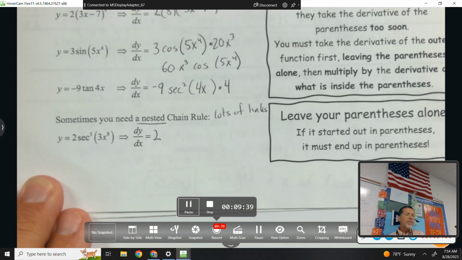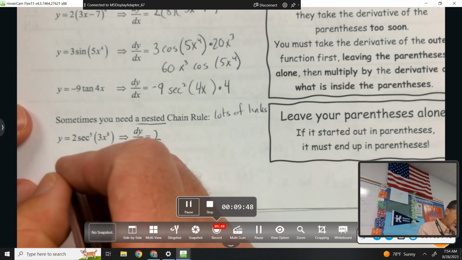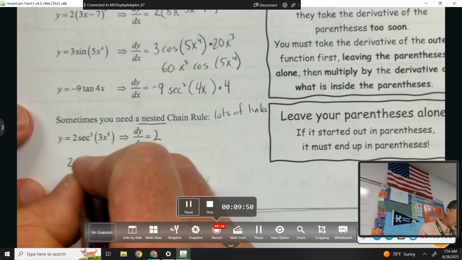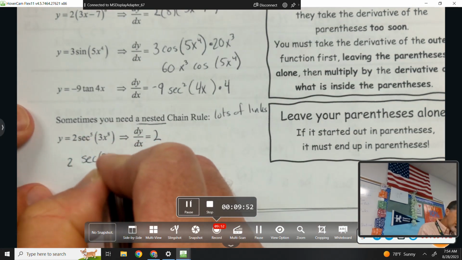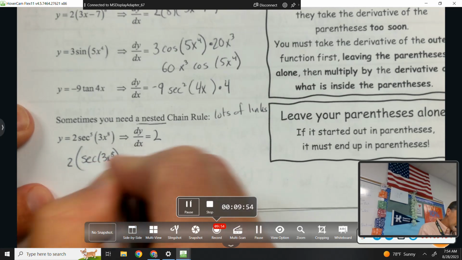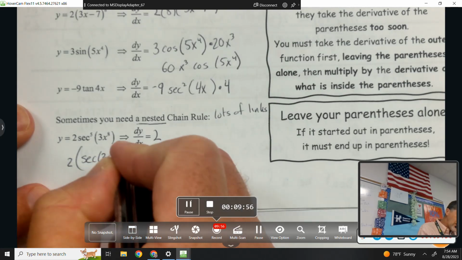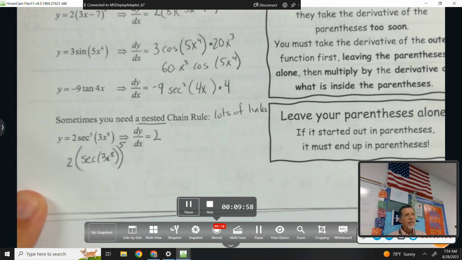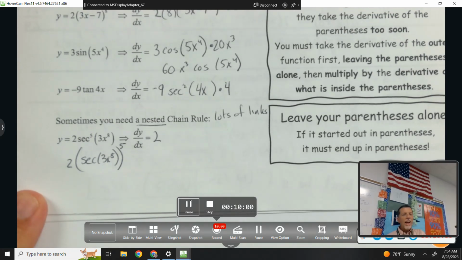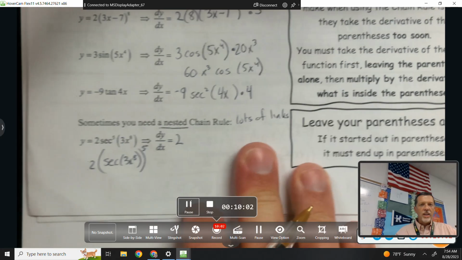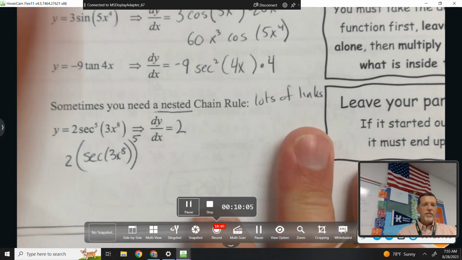Now what do I need to take the derivative of first? This one's tricky. It's not secant. It's because that fifth is in a weird spot. But that fifth means secant of 3x to the 8th all to the 5th. Now I think it becomes a little easier to see what I need to take the derivative of first.